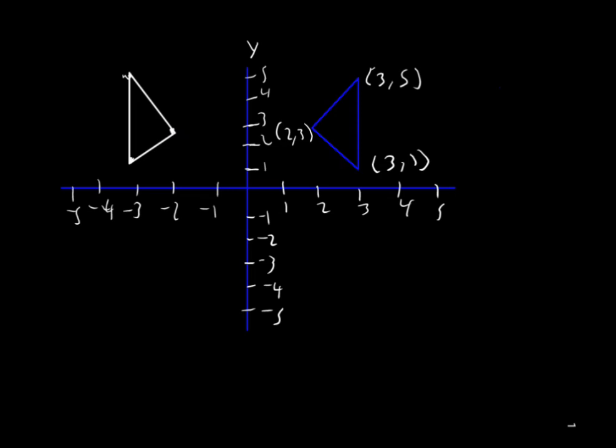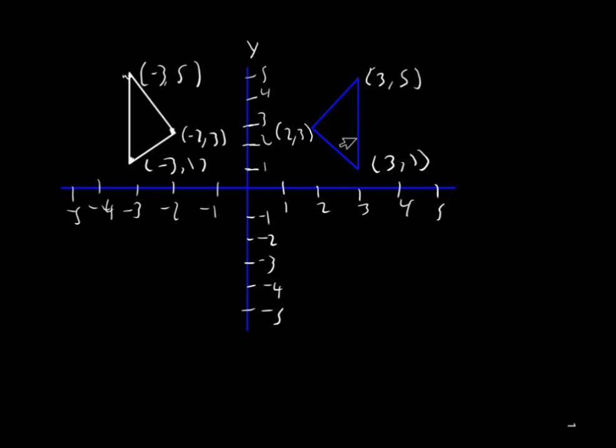Now what you would notice about the coordinates: this would end up being minus 3, 5. This one will end up being minus 2, 3. And this one will end up being minus 3, 1. So notice that all the x values have changed signs, but the y values remain the same. So we know that when we reflect to the y-axis, x changes.